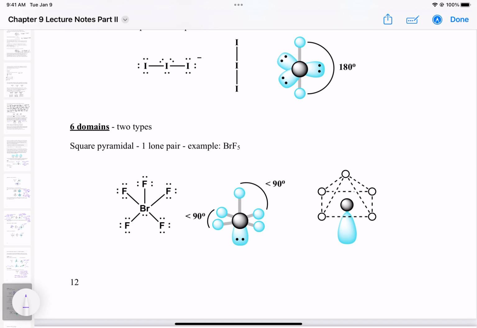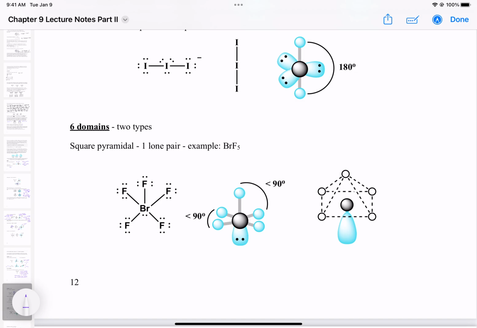You should just draw it equally spaced out. But what's more important is just the general shape, that you can identify the shape. So in this case, since there's a lone pair, the bonding angles are not going to be exactly 90. As we saw in octahedral, it's going to be less than 90. So the molecular geometry in this case will be square pyramidal or square pyramid.